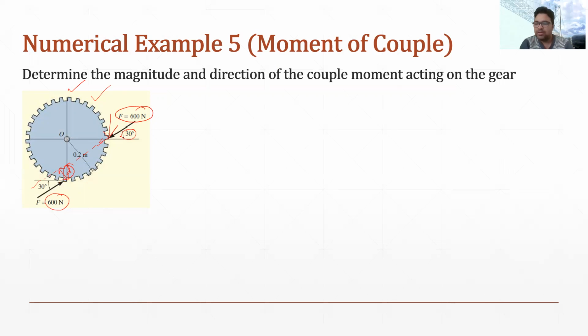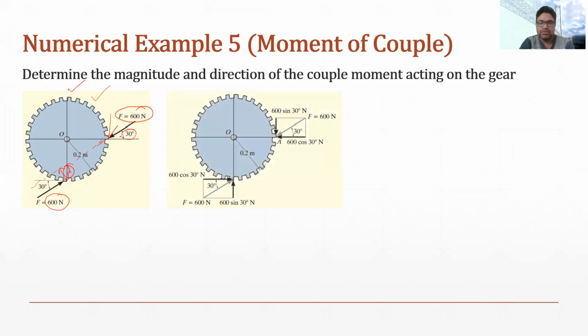I will show in the second diagram. You can see this force F of 600 Newton can be converted into two components, one horizontal component and the second a vertical component. Because of these two components, we will have two couples: one couple because of the vertical forces, and the second because of the horizontal force.